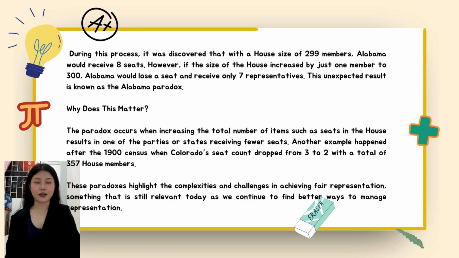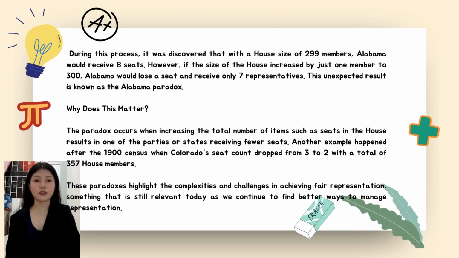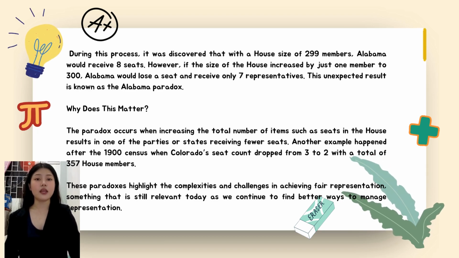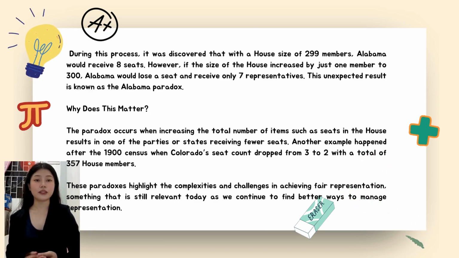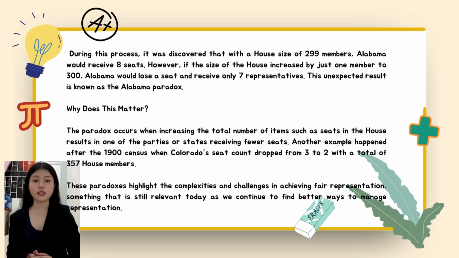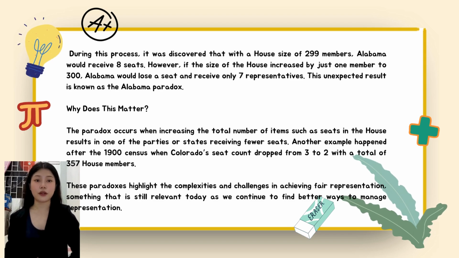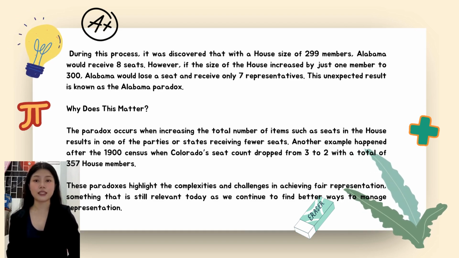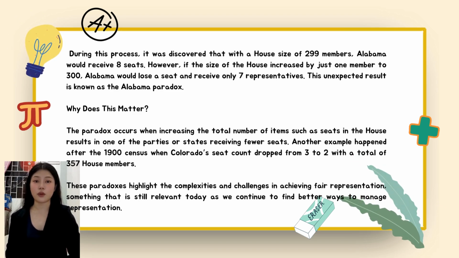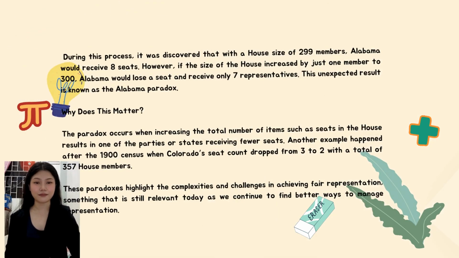Why does this matter? The paradox occurs when increasing the total number of items, such as seats in the House, results in one of the parties or states receiving fewer seats. Another example happened in the 1900 census, when Colorado's count dropped from 3 to 2 with a total of 357 House members. These paradoxes highlight the complexities and challenges in achieving fair representation, something that is still relevant today as we continue to find ways to manage representation.